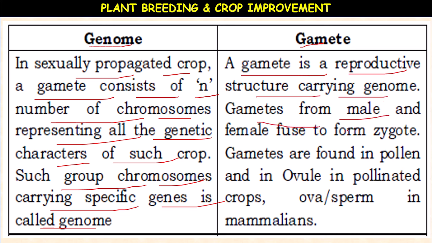The gametes from male and female fuse to form zygote. Gametes are found in the pollen and in the ovule. Pollen means male gamete. In the ovule, the female gamete, the egg, is present. In the pollinated crops, ova and sperm. Ova means egg, and sperm in the mammalians. In animals, gametes. Gamete is singular, gametes plural.